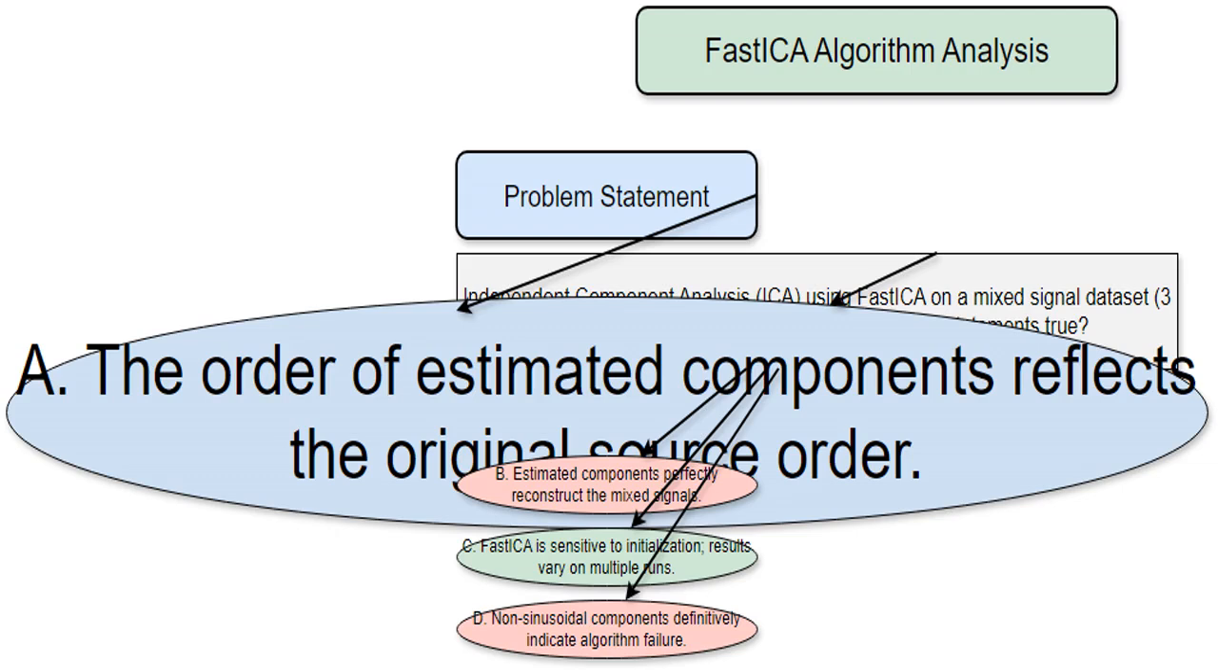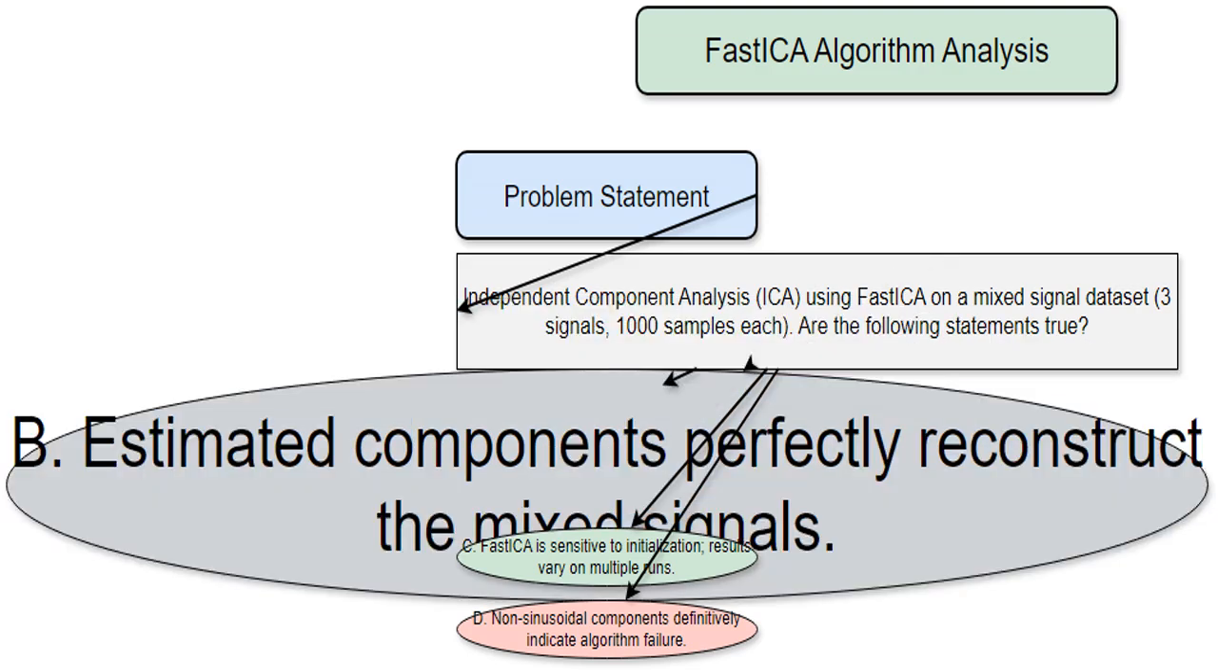Statement B claims perfect reconstruction. I'm carefully considering this one. ICA aims for it but doesn't always achieve it perfectly. There might be small losses. This is like trying to perfectly remix a song from its individual instruments. You might get close, but some nuances can be lost. Therefore, B is false.